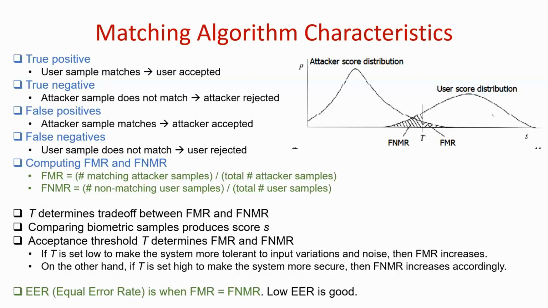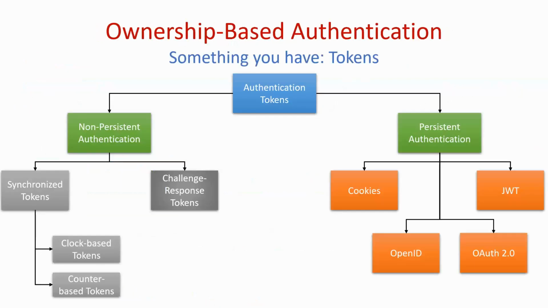So you determine the threshold T such that you balance the FMR and the FNMR. And you want to achieve a threshold such that the FMR is actually equal to the FNMR. This is called the equal error rate parameter, and you want to have a low equal error rate in this case.